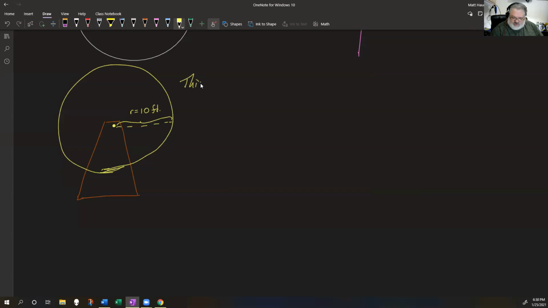This wheel spins at, well, let's just say 2 RPM. Now, I am expecting you guys to know what RPM stands for. Rotations per minute.